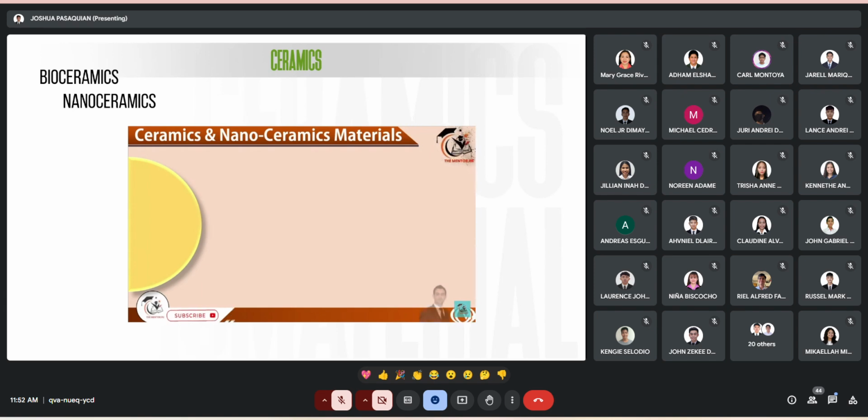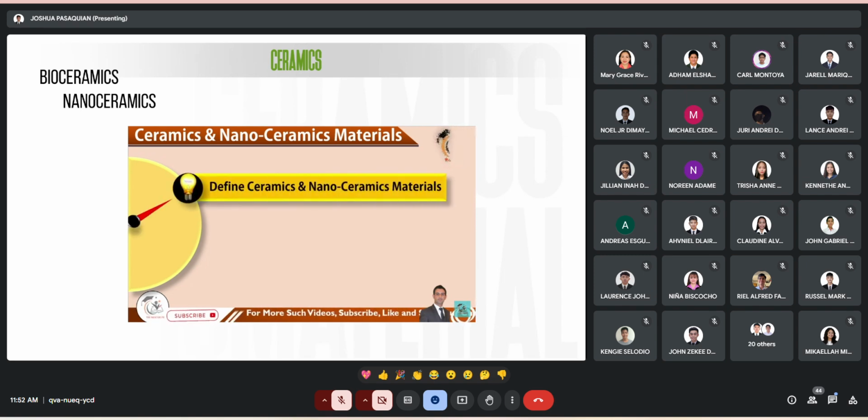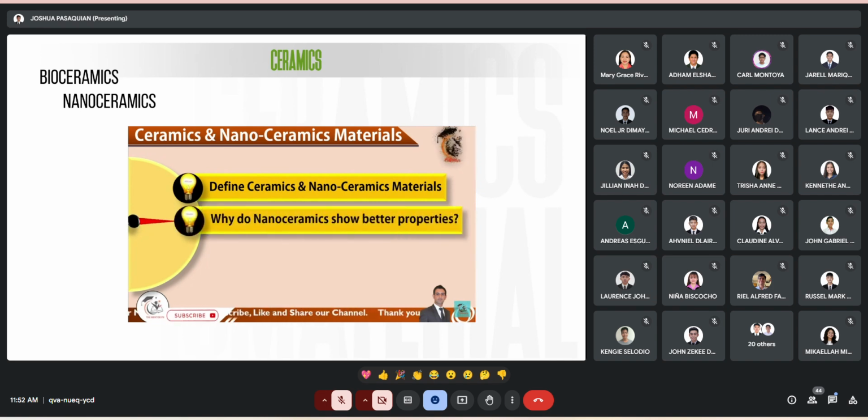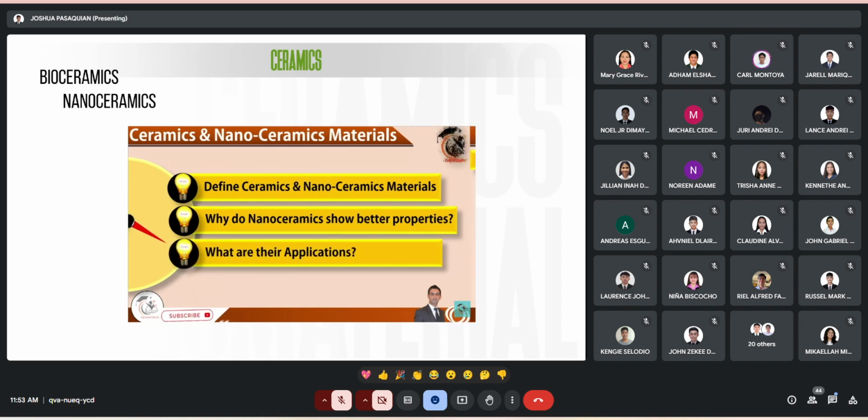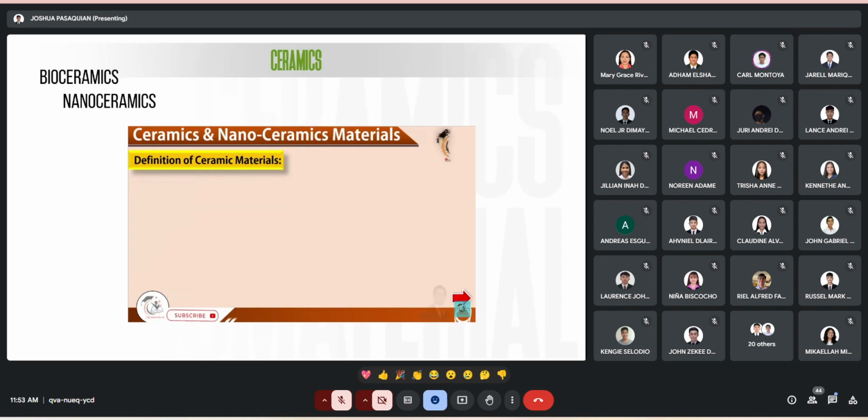Assalamualaikum. Our today's topic, rather question, is ceramics and nanoceramics materials. The question is taken from the General Science Ability paper 2023 of CSS. The question comprises three parts. In the first part, it asked, define ceramics and nanoceramics materials, and then why do nanoceramics materials show better properties, and then it asks about their applications. So we are moving toward the definition of ceramic materials.